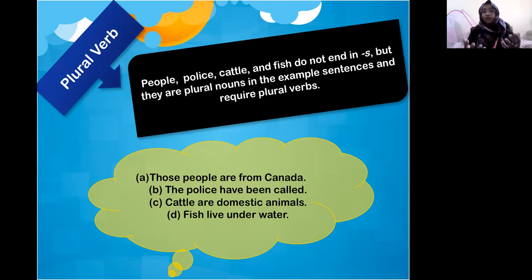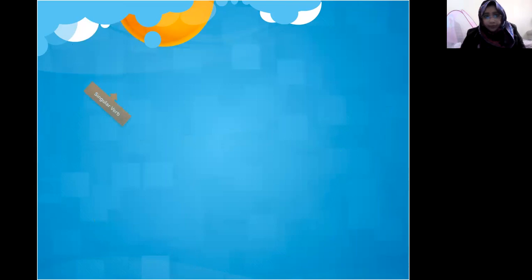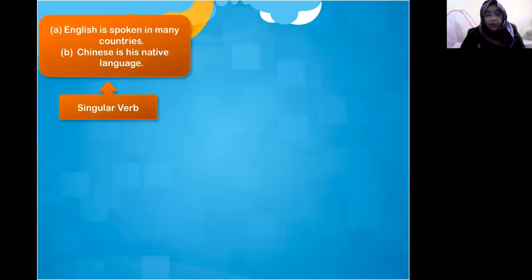But if you are talking in general, there are many fish in the aquarium, or fish live underwater. We will not say fish lives underwater, because there is no specific number. We're not talking about any particular fish. So fish in general are considered plural, so we will take a plural verb. Okay, now see some more things.